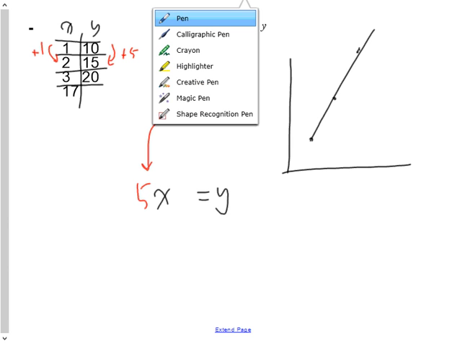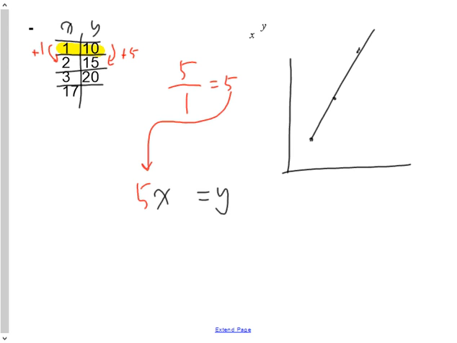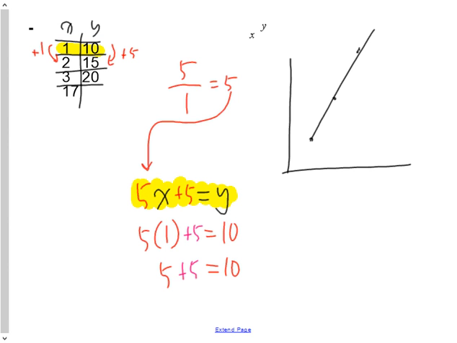Once you know that, you take any ordered pair and substitute the x value, which in this case is 1, and the y value, which in this case is 10. Since 5 does not equal 10, a constant is required. That constant is to add 5 to make it true. Therefore, this equation matches the table of values. So for these 3 pairs that we know, this yellow equation matches it.